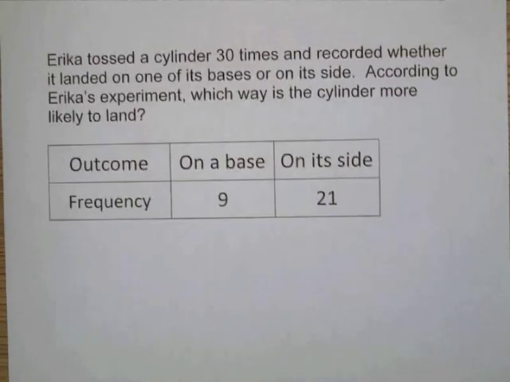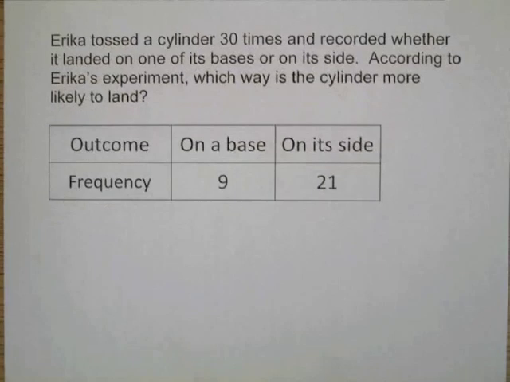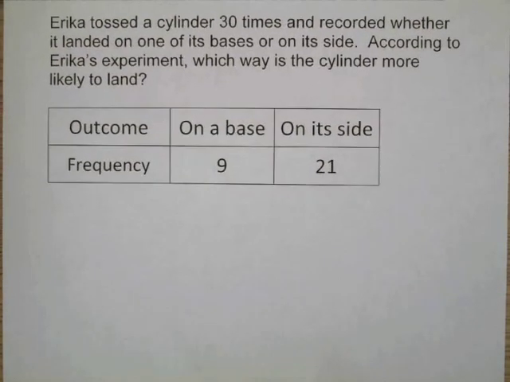Lesson 12-2, Example 3. In this example we're going to look at comparing experimental probabilities. You can use experimental probability to help make a determination of how likely something is to happen. So for example, let's say we have Erica here, and she's tossing a cylinder and recording whether it lands on its base, one of its bases, or on its side.